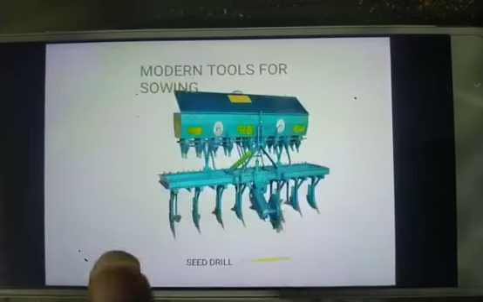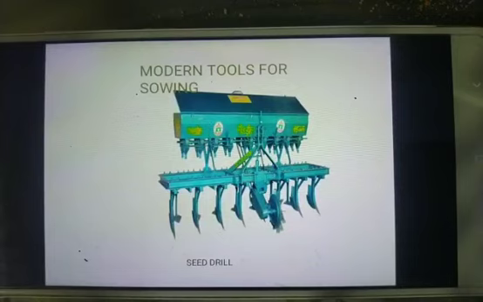The next image is of the modern tool for sowing. That's a modification of the previous one. You can see a comb-like structure having sharp blades. These blades have holes in them, and these sharp blades get dug into the ground and the seeds are poured from the top, so that the seeds are placed at equal distances and at equal depths decided by the tool.